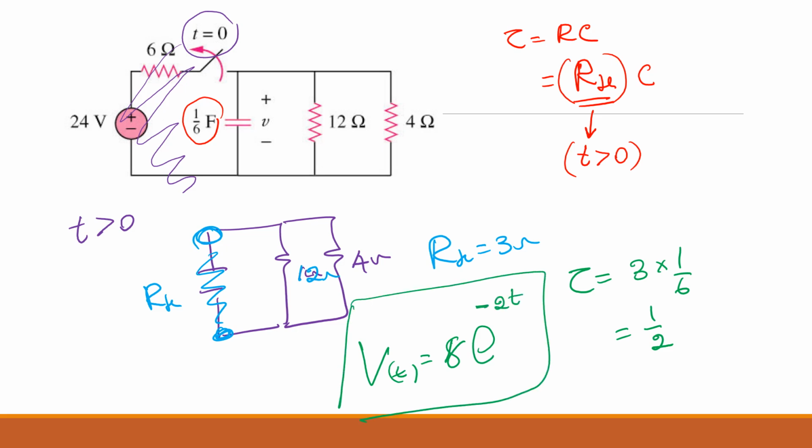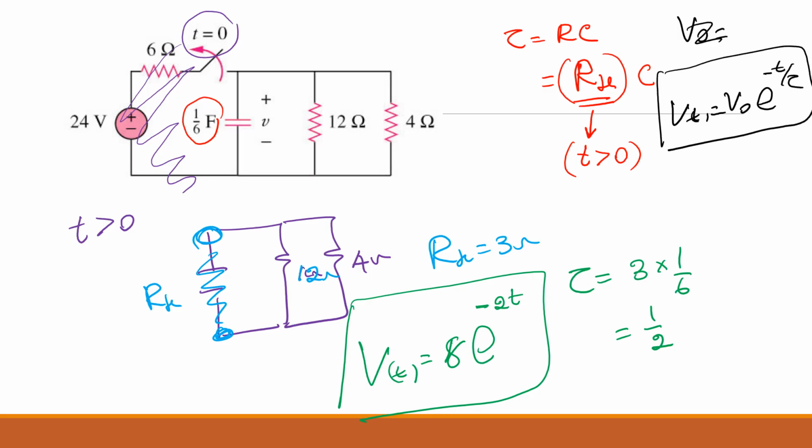The equation was Vt is equal to V naught times e to the power negative t over tau. So when you substitute the tau and the V naught which we have found, you get this. So it's an equation with time t. Whatever the time, we can substitute it and find the voltage across the capacitor. Am I right? Any question?